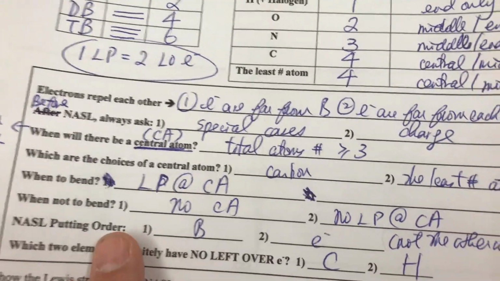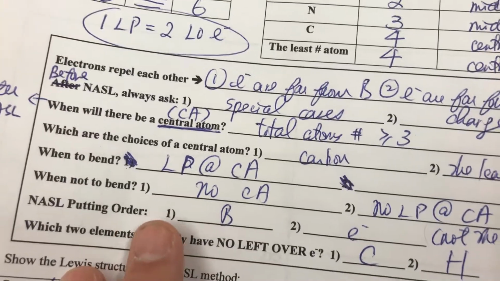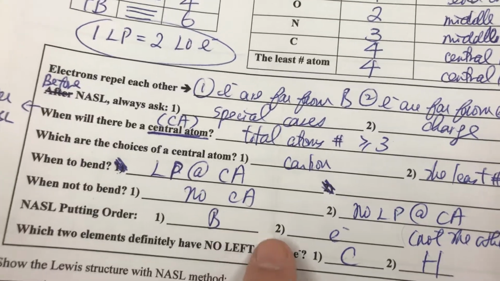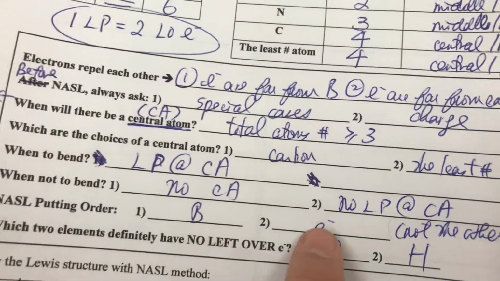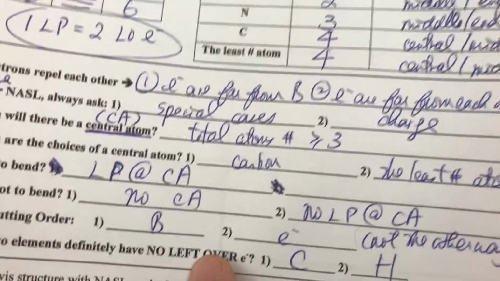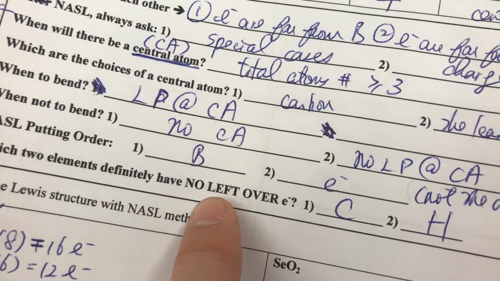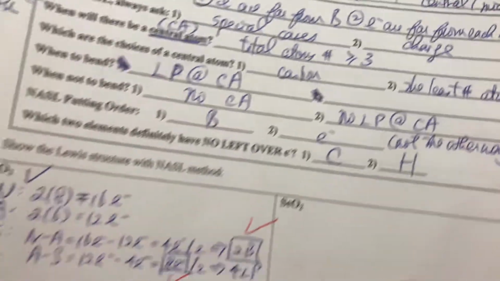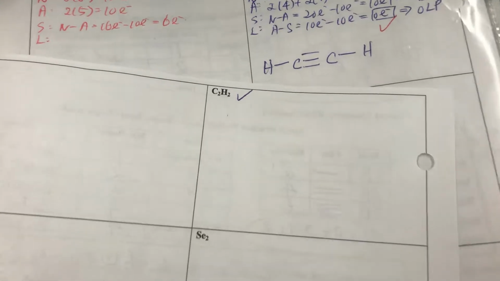And then when I start to do the NASL, I start with the bonds first and then the electrons next. Because in NASL, the bonds come out from the math first, and then the electrons are the last step. So when you put the bonds and electrons in the picture, put the bonds first and finally the electrons. Do not do it the other way around. Do not put the electrons first and then the bonds next. And finally, the elements that definitely have no leftover electrons are carbon and halogen. They never have leftover electrons. So in this worksheet, I'm going to do O2, CS2, and then C2H2.